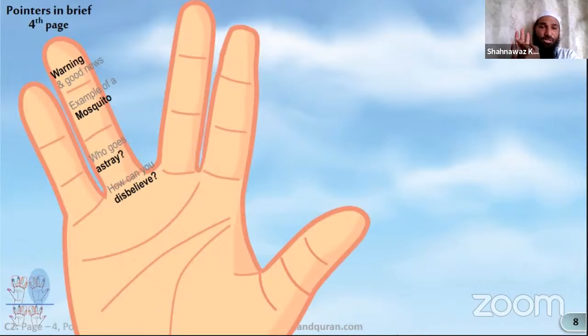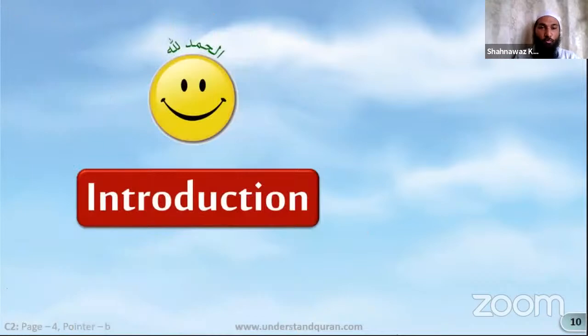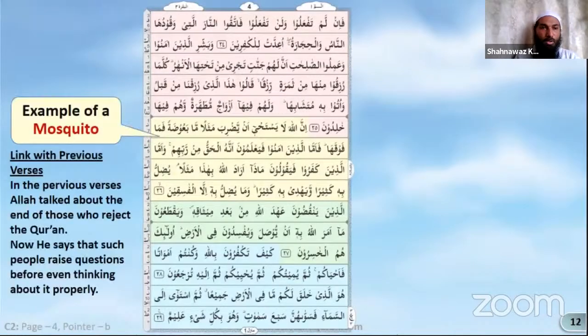Now is the example of the mosquito. I'll just tell you how that is linked, and then would be the example of who goes astray and how can you disbelieve, the question Allah Subhanahu wa Taala is asking. Today we'll be focusing on the mosquito part. That is the second pointer B on the fourth page. How it is linked with the previous ayat and the example of the mosquito that we'll be studying today, inshallah.